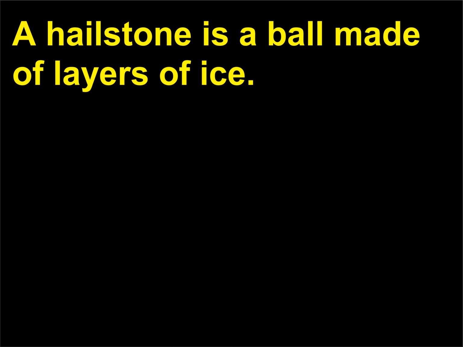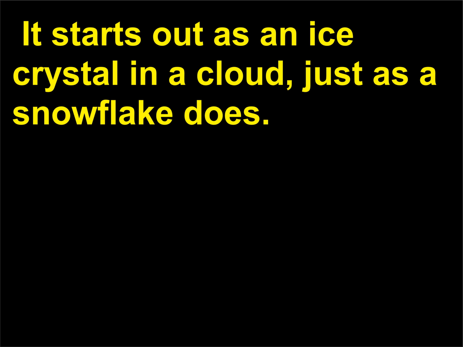What is hail? A hailstone is a ball made of layers of ice. It starts out as an ice crystal in a cloud, just as a snowflake does.